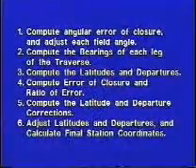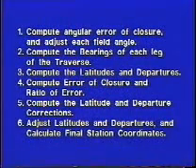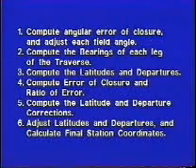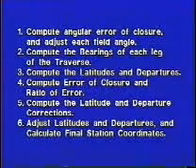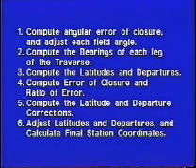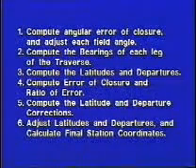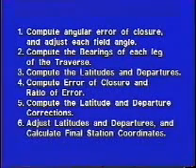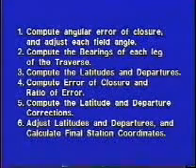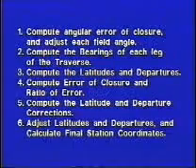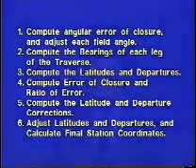The following steps are required for balancing the survey using a compass adjustment: computing the angular error of closure and adjusting each field angle, computing the bearings of each leg of the traverse, and computing the latitudes and departures. Also, we must compute the error of closure and ratio of error, compute the latitude and departure corrections, adjust the latitudes and departures, and calculate final station coordinates. We have completed our review of the first three topics and will now review the topics related to adjustments.